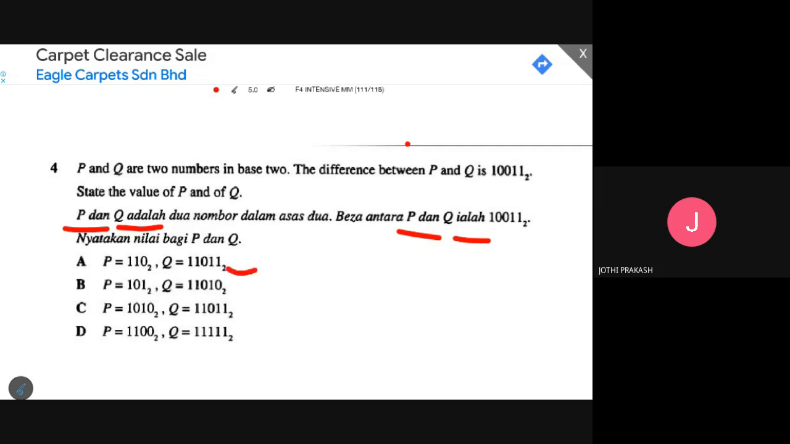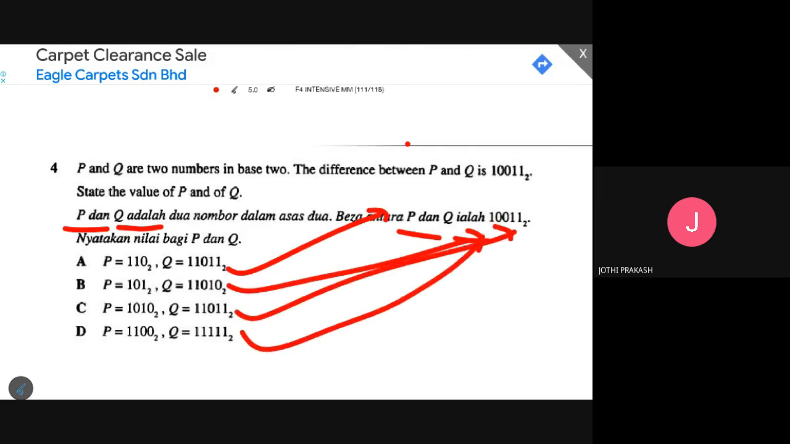Kamu cuba setiap pilihan, tolak, tengok dapat jawapan tak. This is what we call trial and error method in mathematics. Okay, kaedah cuba dan I think it's trial and improvement method if I'm not mistaken. Kaedah cuba dan perbaiki atau macam tu. Okay, trial and improvement method. So this is how we find the answer actually. So the answer you should get is actually D.